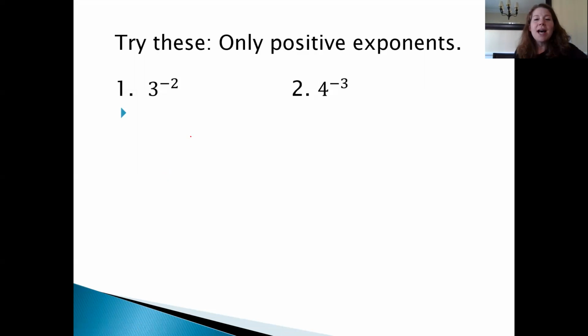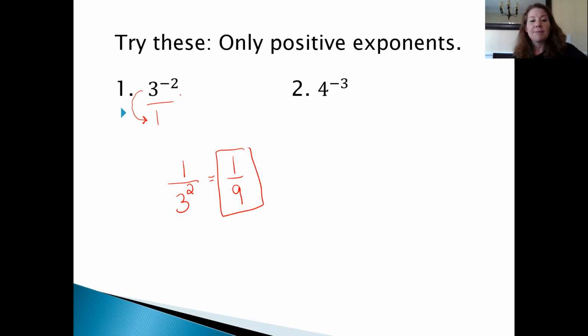Hey, try these, everybody. Only positive exponents. So right now that 3 is up in the numerator. If we wrote 3 as a fraction, we'd write 3 over 1. So we're going to flip it over the line and change that negative sign. It's going to move to the bottom. That 2 becomes positive. You can't have nothing in the numerator, so you must write a 1. And then we can simplify this. 3 squared is 9. So this is equal to 1/9.